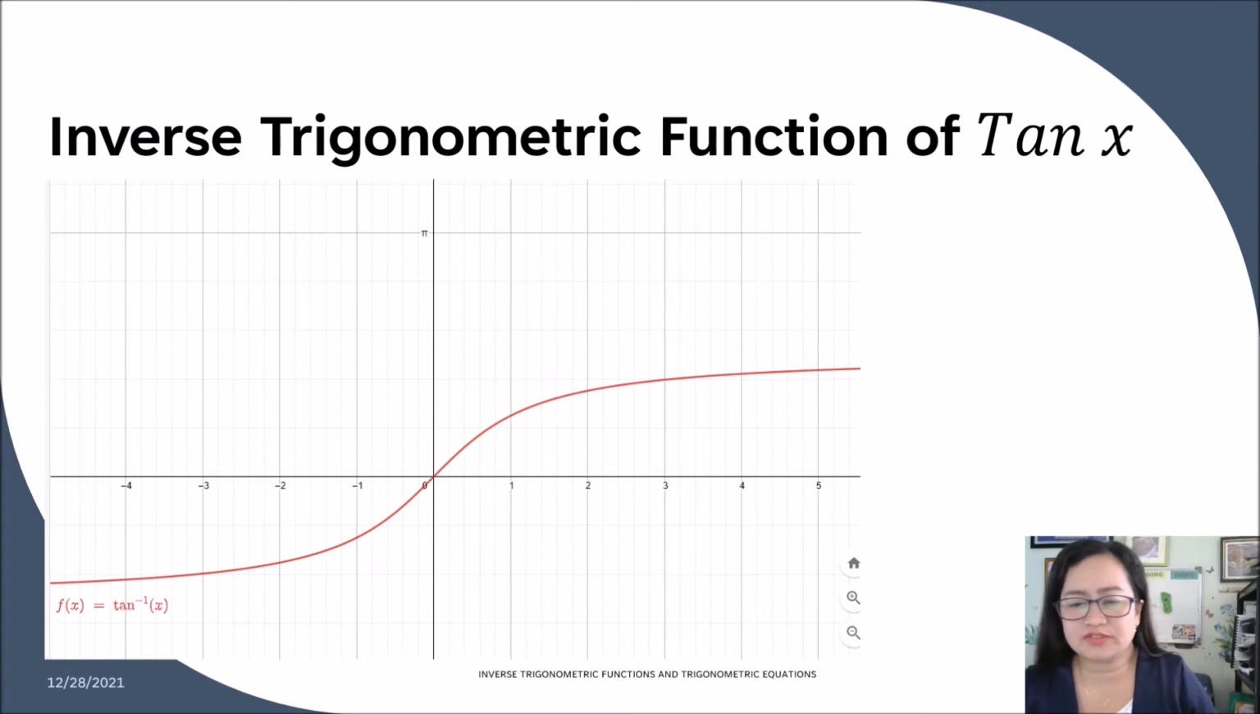Graphing the inverse of tangent x, we would have this curve with a domain of negative infinity to positive infinity, or we can also say the set of all x such that x is an element of the set of real numbers, while its range is the open interval negative pi over 2 to positive pi over 2.